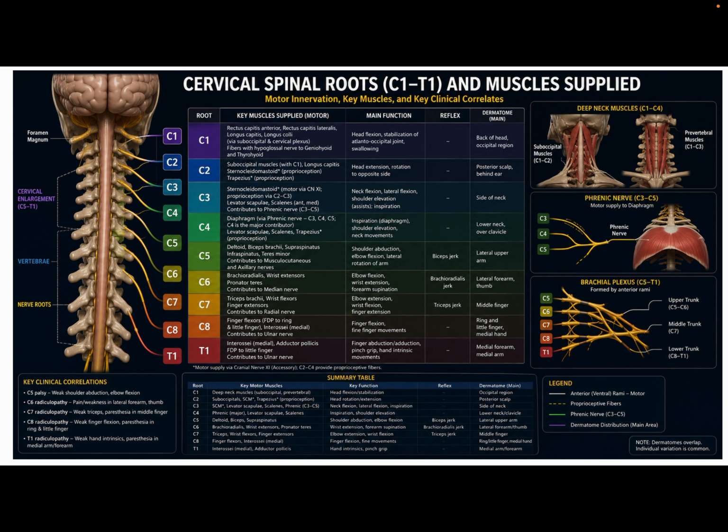So what are the principal functions of the T1 nerve root? Finger abduction, finger adduction, pinch grip and intrinsic hand movements. The T1 dermatome covers the medial forearm and arm.